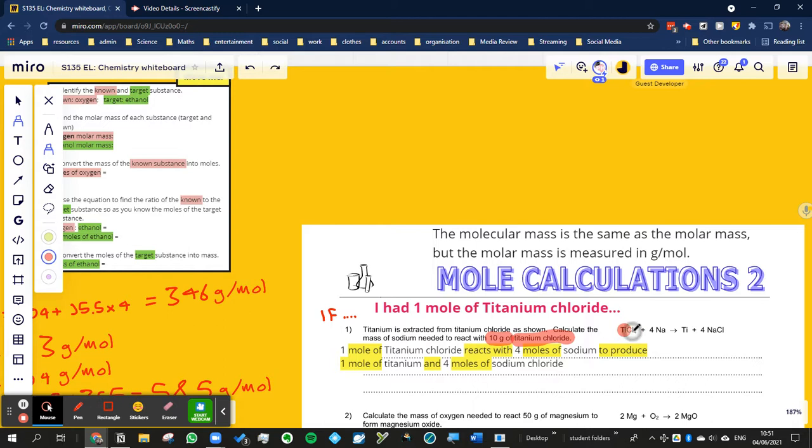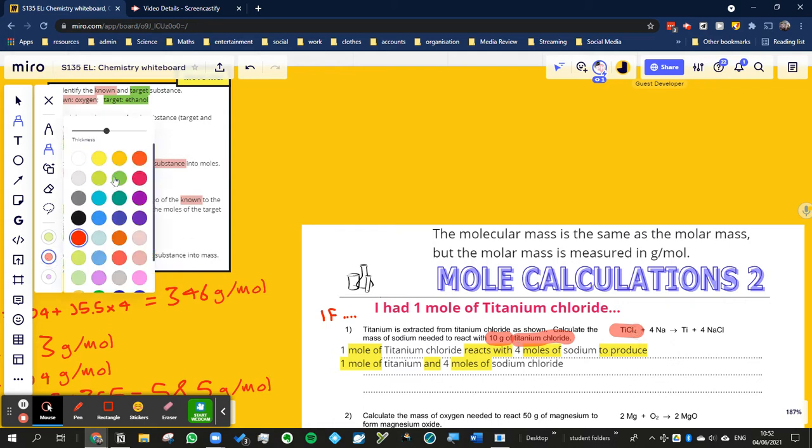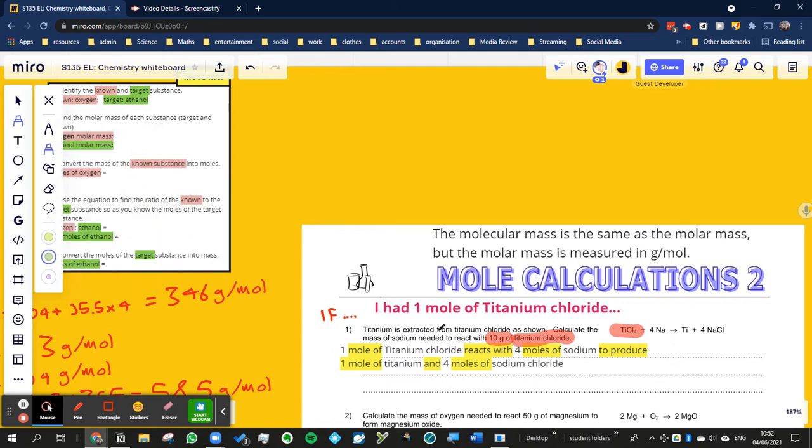Maybe not quite so dark. That's my known substance, right? Now, target substance is the one that it's asking me to find out. So it's asking me to calculate the mass of sodium. So sodium is my target substance, and that's this one here. Okay, that's my first stage.